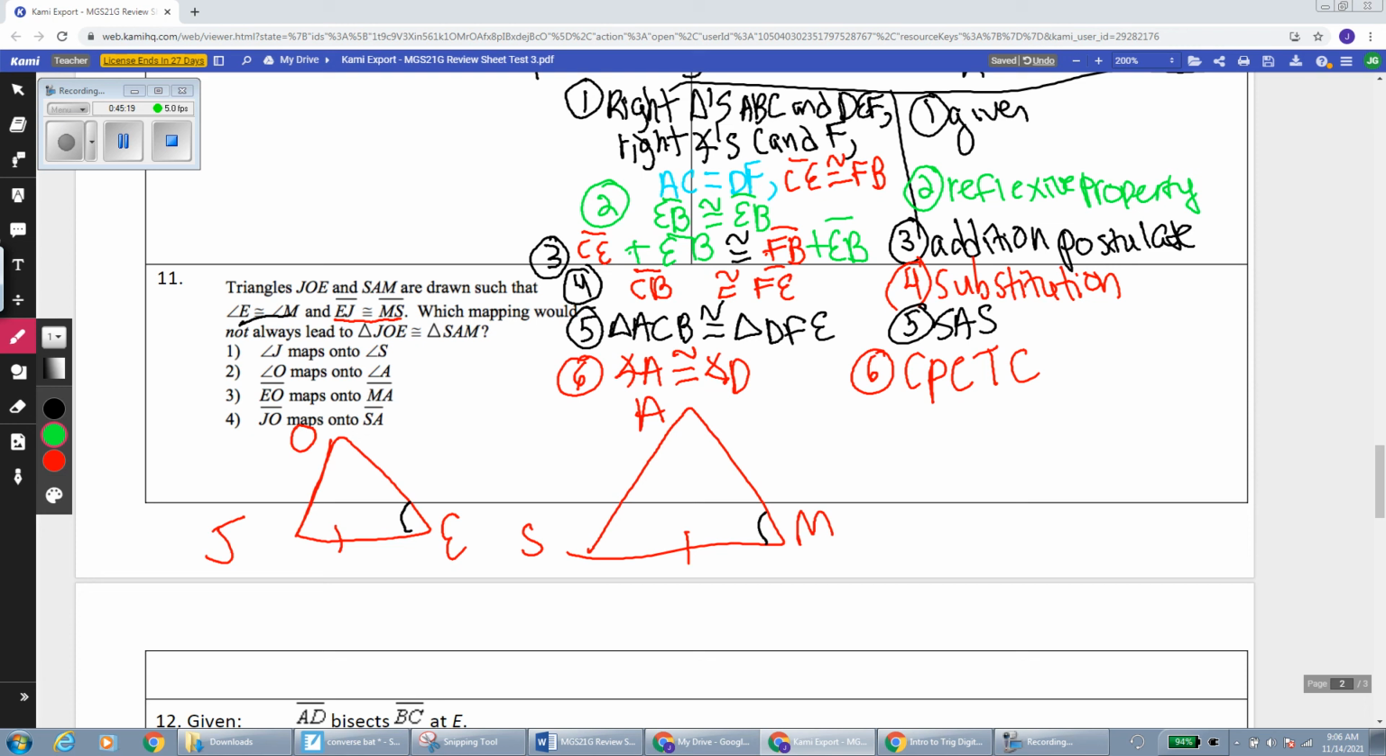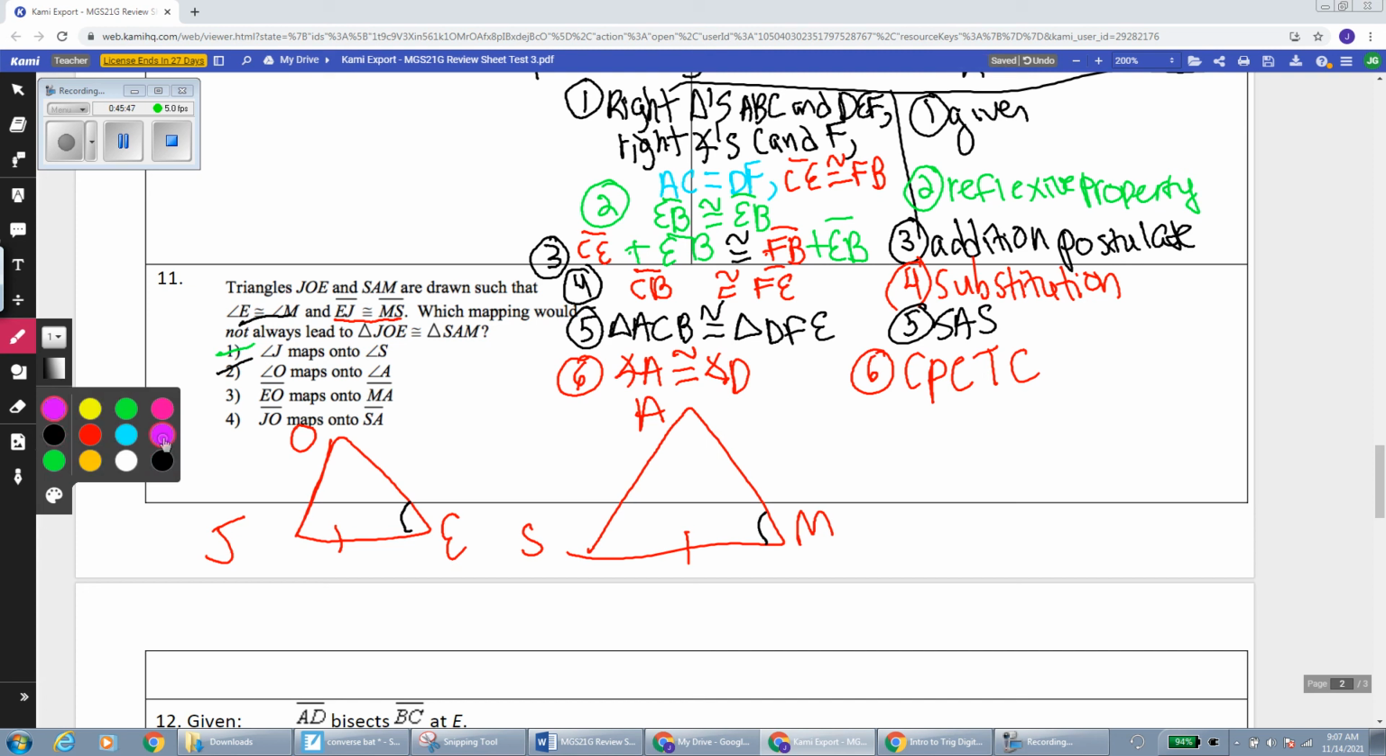Let me reset. The second choice says angle O, which is right over here, maps onto angle A. That's AAS. So that definitely does prove the triangles congruent. 2 is not the right answer either. AAS is definitely a way to prove triangles congruent. So it's not choice number 2.